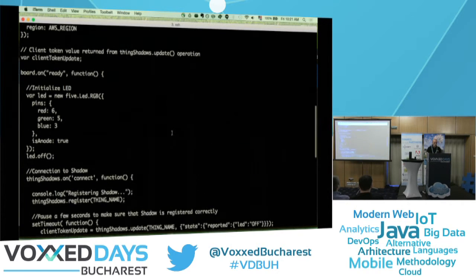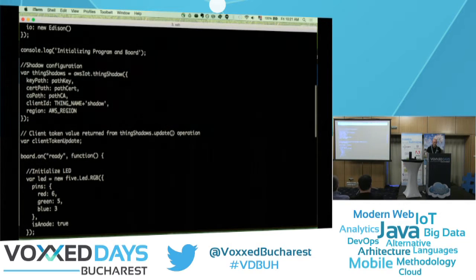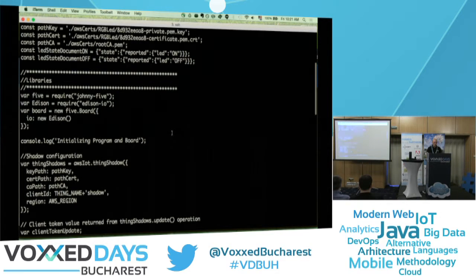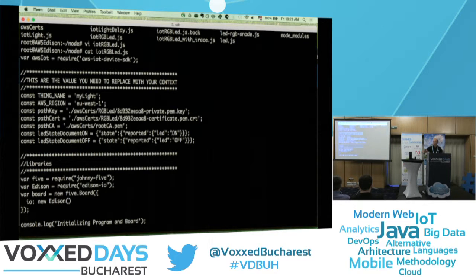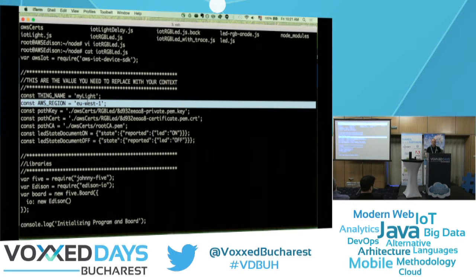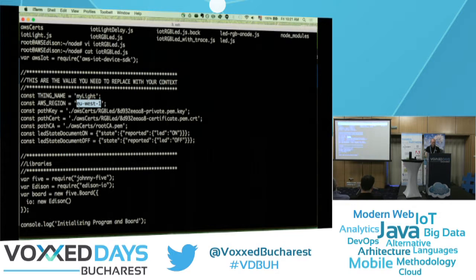I have a bit of code here. I just want to show you how that works. It's pretty simple. So that's on the device, on the Edison board, right? So you put your thing name so it can authenticate itself or identify itself with IoT. You would tell it which IoT region or AWS region you want to connect to. In this case, it's in Dublin.